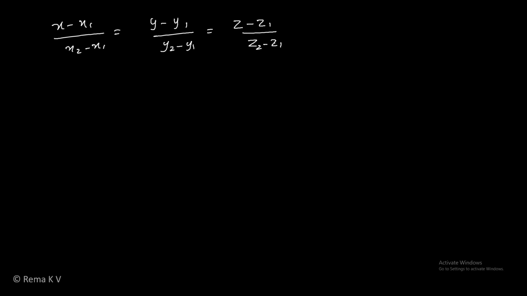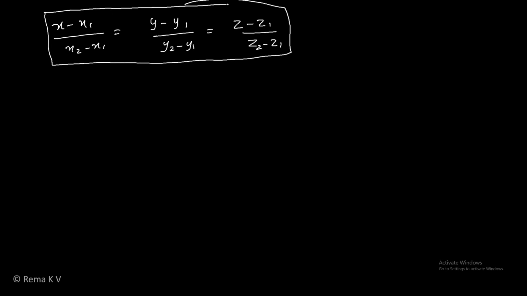We can write the equation as (x minus x1) by (x2 minus x1) equals (y minus y1) by (y2 minus y1) equals (z minus z1) by (z2 minus z1). This is the Cartesian equation of a line which passes through 2 points (x1, y1, z1) and (x2, y2, z2).